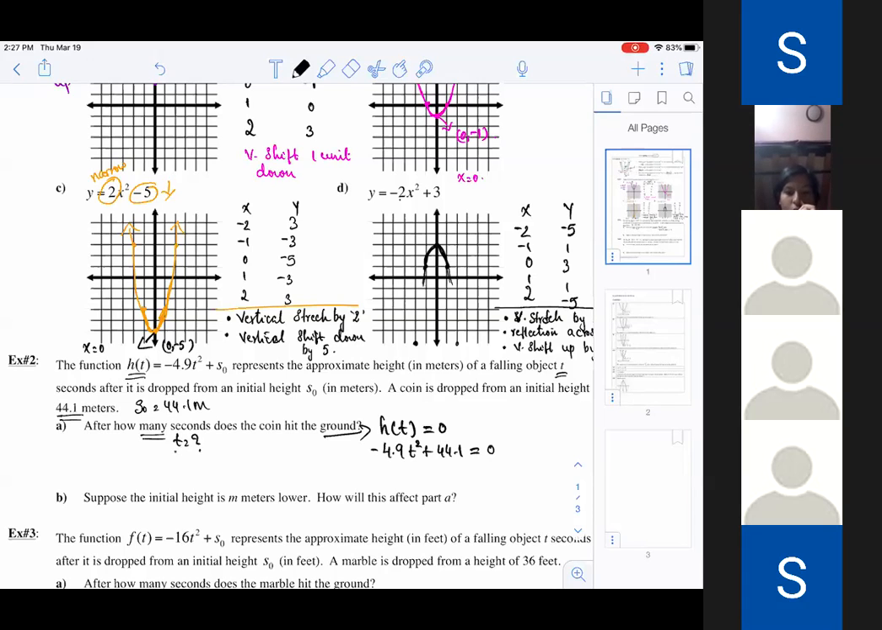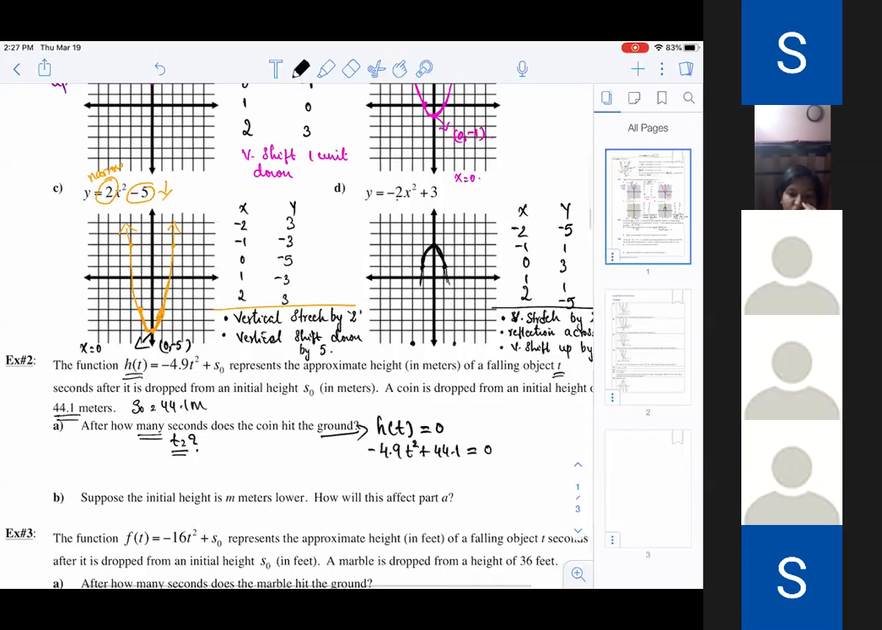And we are going to find time. That means we have to solve the t. How do we solve the t? We need to get the t all by itself. But there is t squared, which is okay. Let's keep the t squared by itself first. You're going to subtract the 44.1 from both sides. So you have -4.9 t squared is equal to -44.1. Okay.